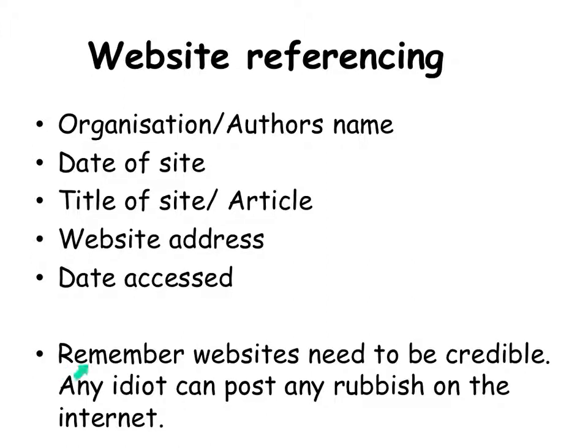The other thing to remember is that websites have to be credible. Any idiot can post any old rubbish on the internet. So how do you know the credibility of websites? It's not always easy, but if you can cross-reference them to more than one website, you know that it's probably true. Also, in the first few years at university, they often forbid you from using websites. You may only use credible journals because any rubbish can go onto the internet.